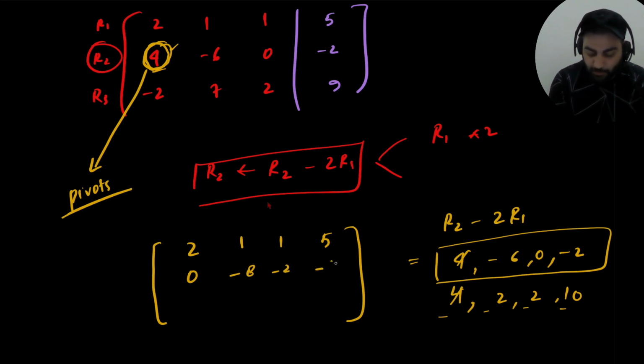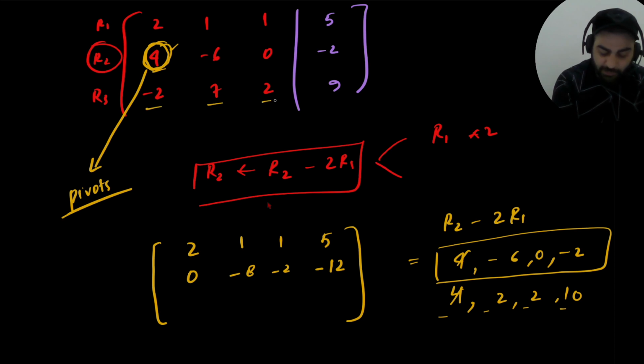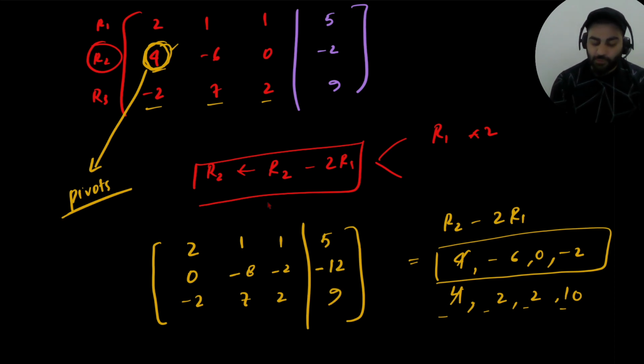Minus 10, this will become 12. Minus 12. Okay, and the third row will remain as it is. So this row, minus 2, 7, 2, and this is the answer column. Let's separate them like this. This is 9. So that was the first move.